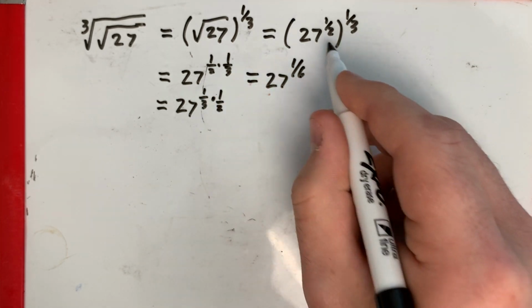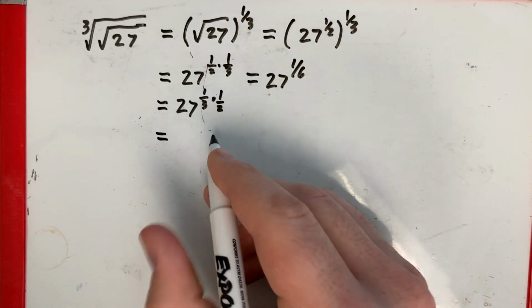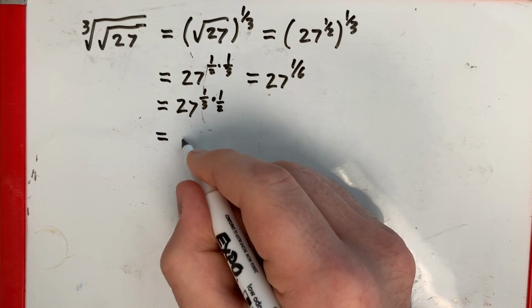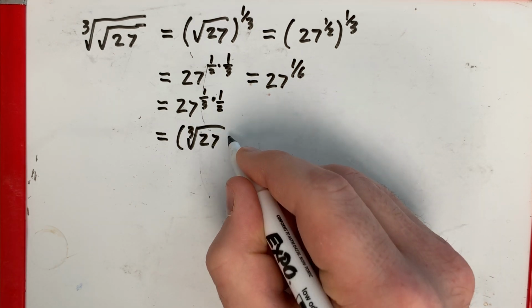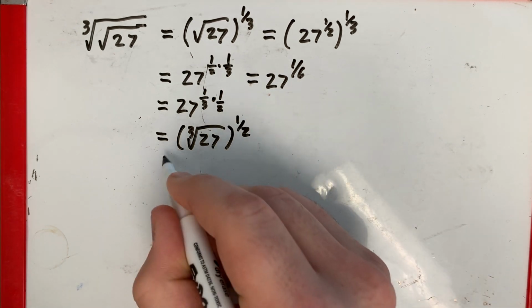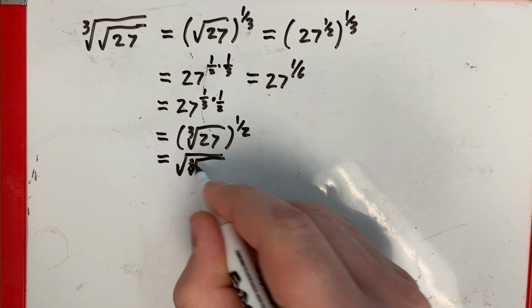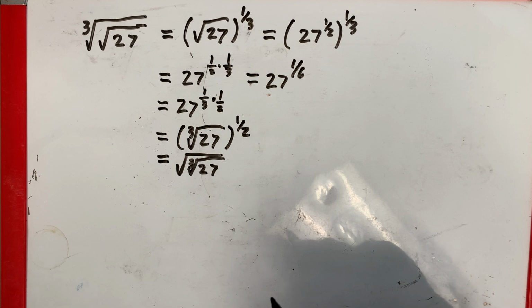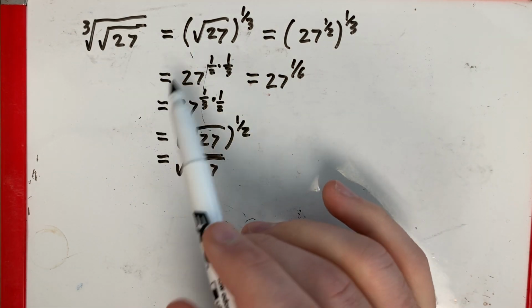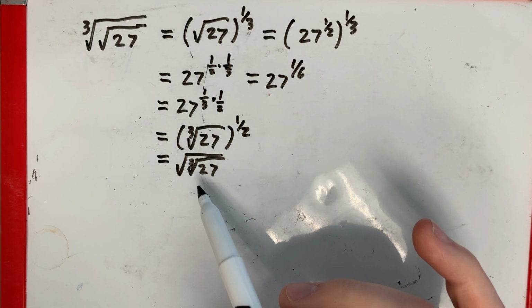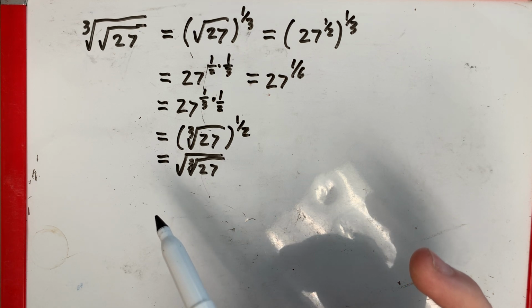Basically undoing all of this, we have 27 to the 1/3 power, which is the same thing as the cube root of 27, and that's to the 1/2 power. Undoing that, we have the square root of the cube root of 27. So all we did was switch the order. If you understand this entire train of thought, you can literally jump from here to here. There's absolutely nothing wrong with that, and no one's going to fault you on that if that was what you turned in for your work.